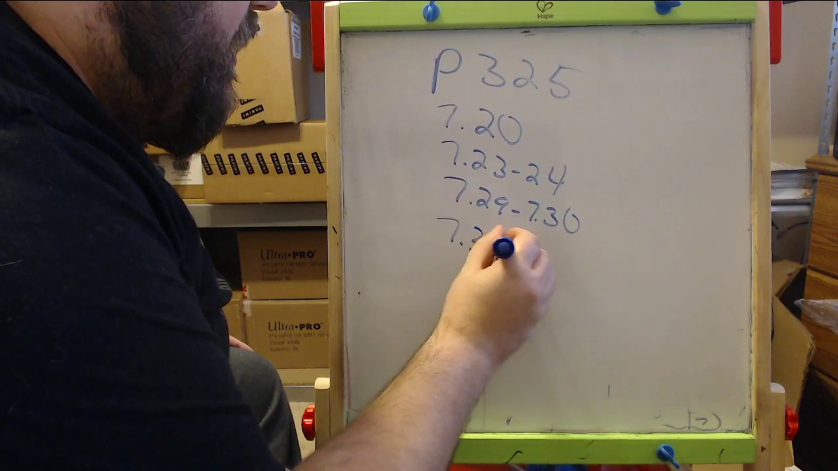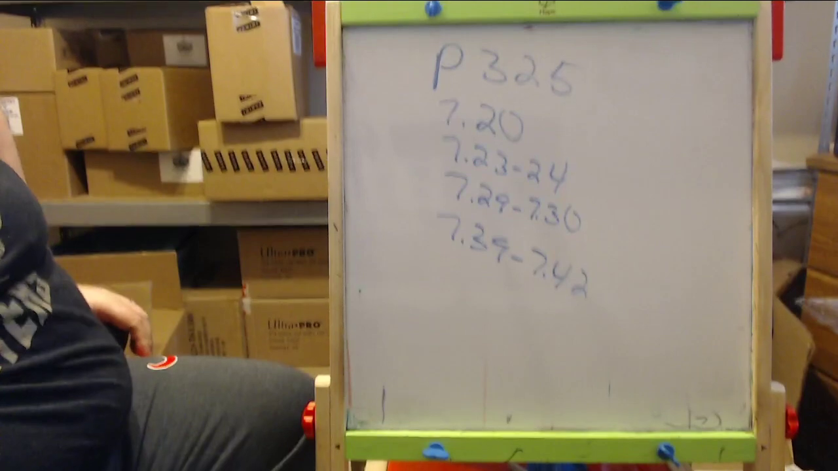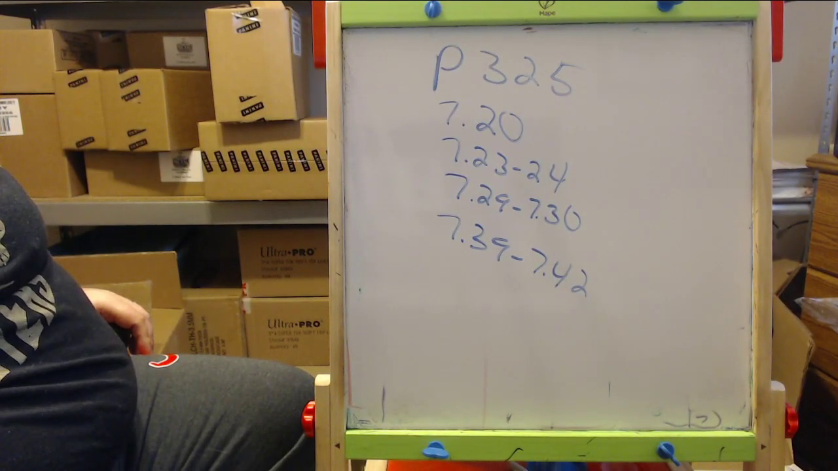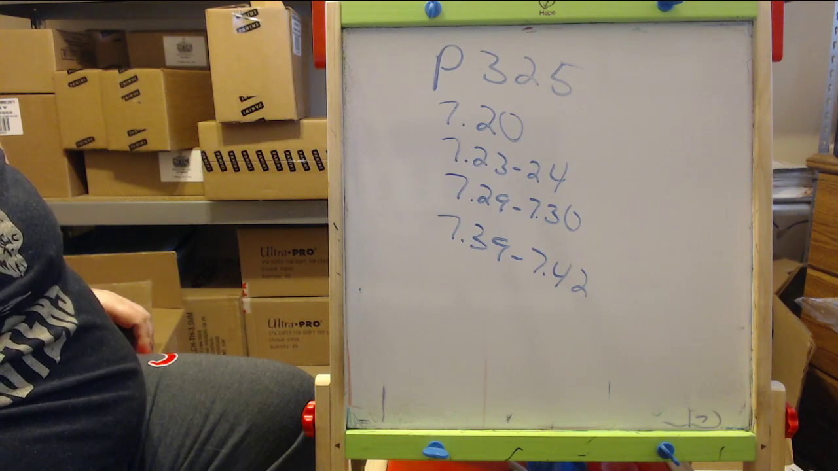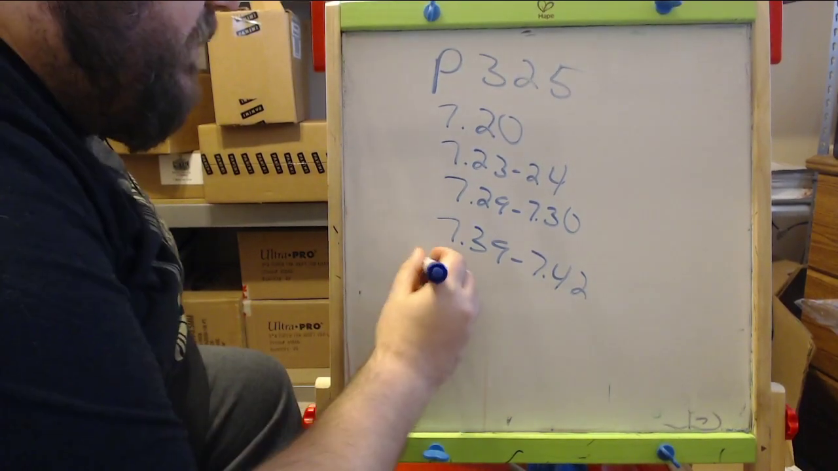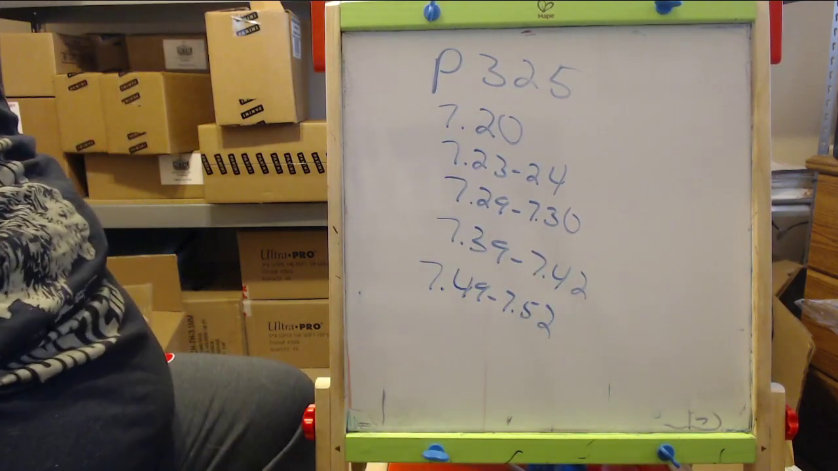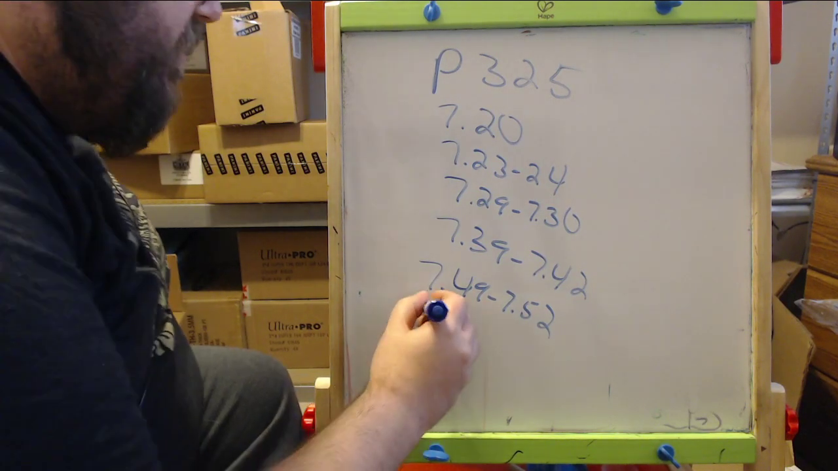7.39 to 7.42. Don't worry about uncertainty. In 7.39 and 7.40, they ask about uncertainty. Don't worry about that. And with this orbital stuff, 7.49 to 7.52, and 7.55 to 7.60.